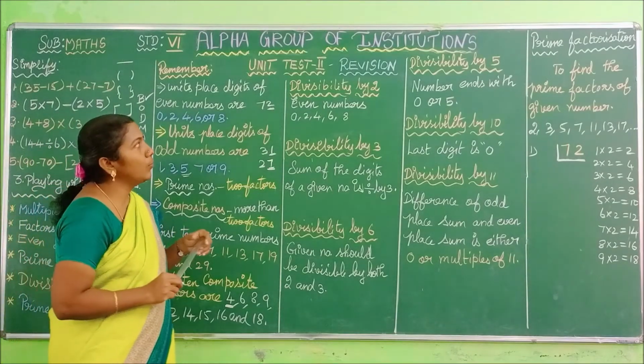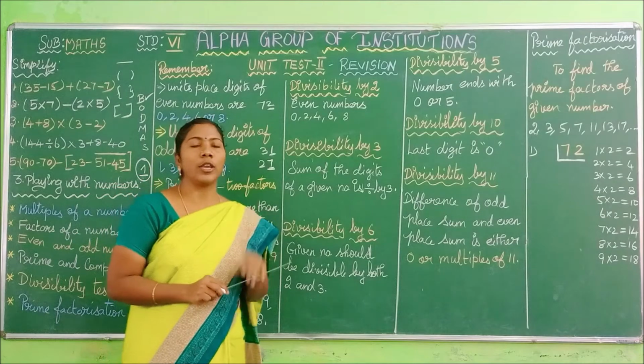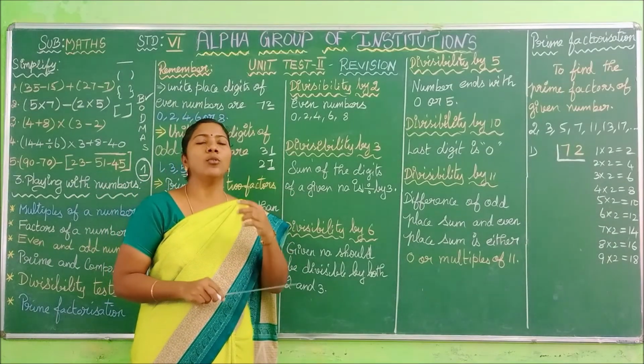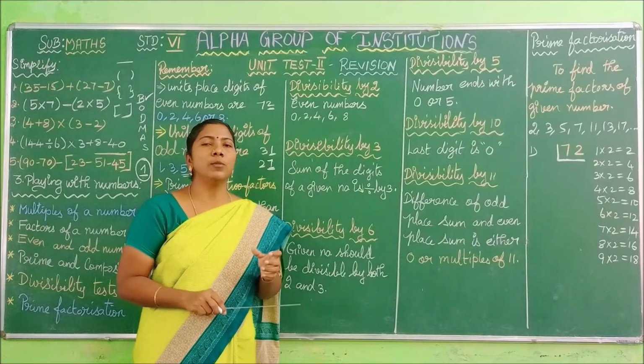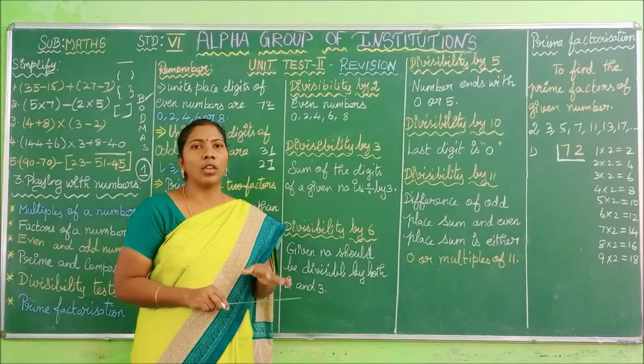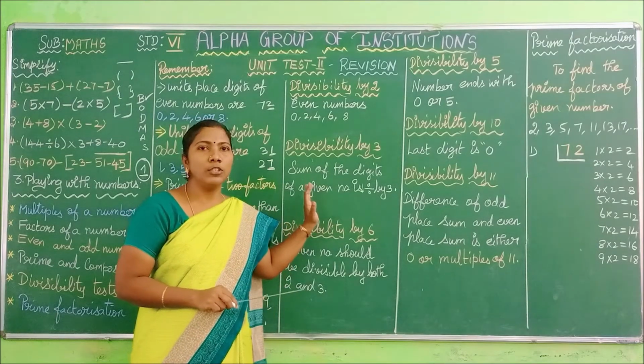Okay. Next we are moving to the divisibility test. Okay, why do we have the divisibility test? By seeing a number, we have to identify whether it is divisible by 2, 3, 6 or 5 or 10 or 11. Okay, for that only we have the divisibility test.